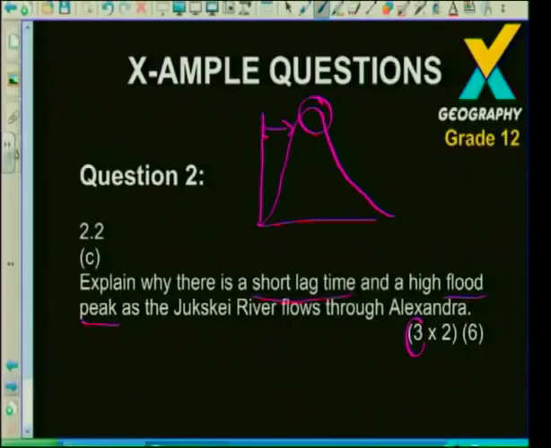Very important, if we go to the mark allocation, you will see that they are looking for 3 separate points. So number 1, you could say that the land is covered in artificial surfaces. Number 2, those surfaces do not allow for infiltration. And number 3, therefore, more water reaches the river channel, encouraging a higher flood peak. Okay, moving on.